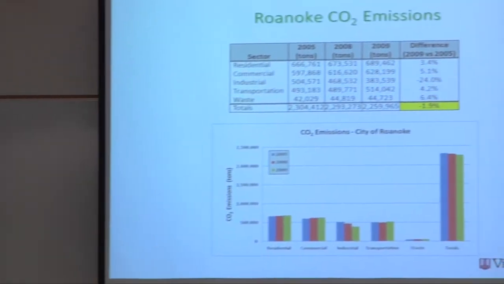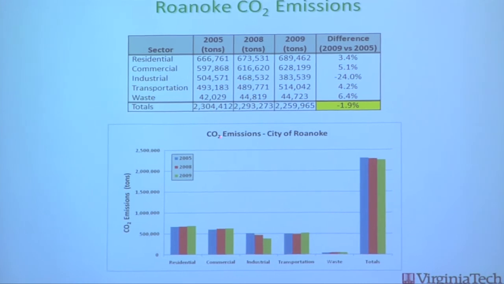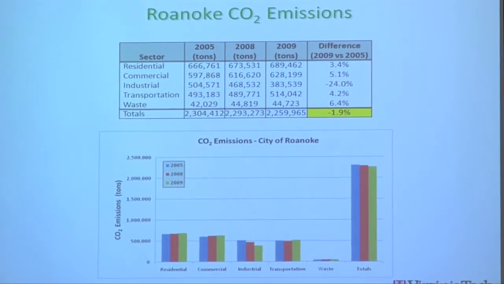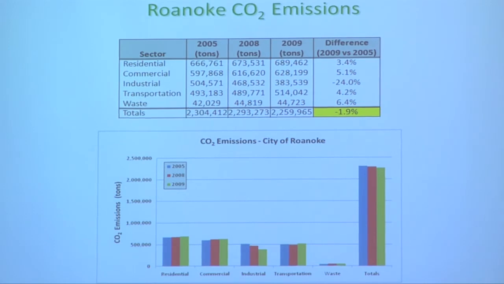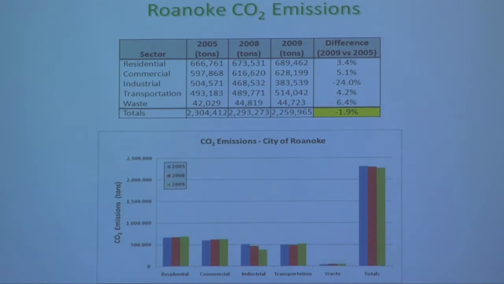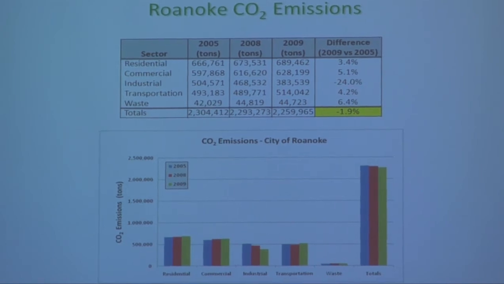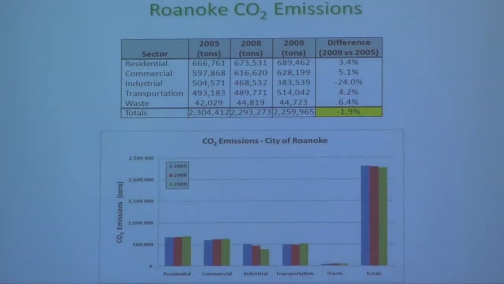Okay, so this is Roanoke, 1,500 cubes by 1,500 cubes. This shows what Roanoke has done over the past few years. This is a good sign. Since 2005, the carbon numbers have gone down 2%, and they've gone down in these different sectors. The disappointing piece here is this number right here. This industrial minus 24%. If you took this out, this number would be a big positive number.